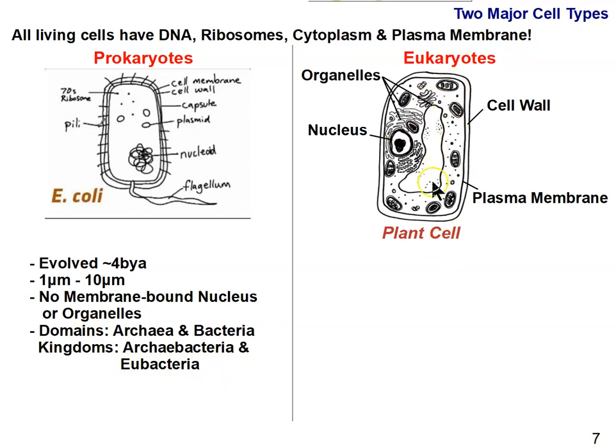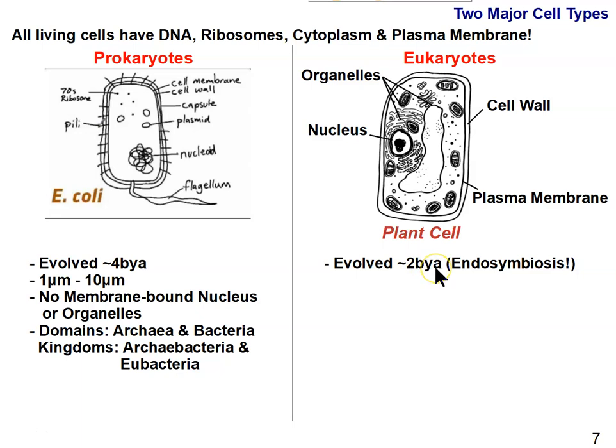Here we see a eukaryotic cell, and as you can see, it's much more complex. This is a plant cell. Plant cells actually have more organelles than animal cells do. So actually, we're going to start with plant cells in our study of eukaryotic cells when we get there, but they evolved about 2 billion years ago. So notice that prokaryotes were on the planet for 2 billion years before eukaryotes evolved, approximately.